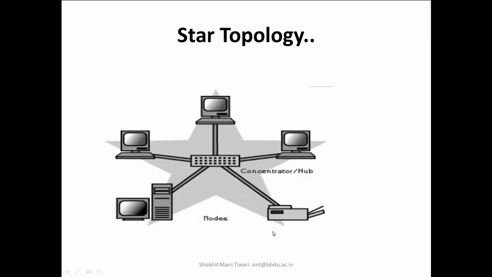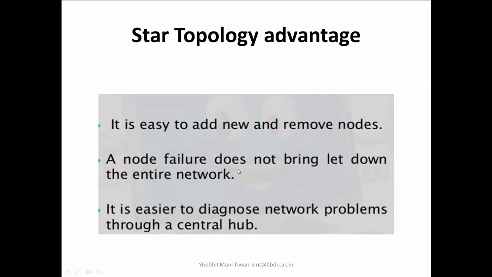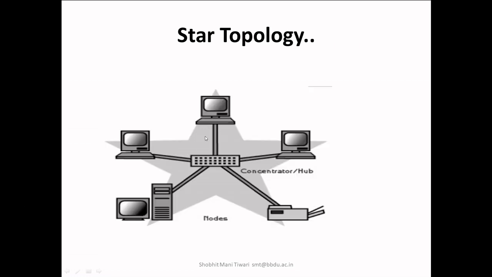Now the third point: it is easier to diagnose network problems through a central hub. It is very easy because we have a central device called a hub, which is generally non-intelligent in the case of star topology. So we can easily diagnose network problems through a central hub. Whatever problem arises inside this star topology will pass through this particular central hub, and hence those can be traced using this central connecting device. Now I want to tell you one thing: it is not necessary that this particular device should be a hub.